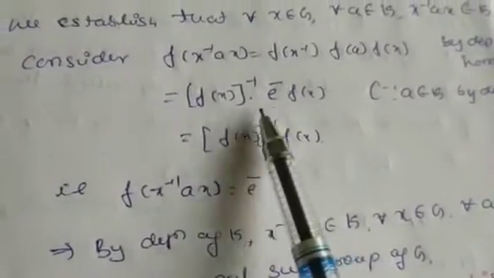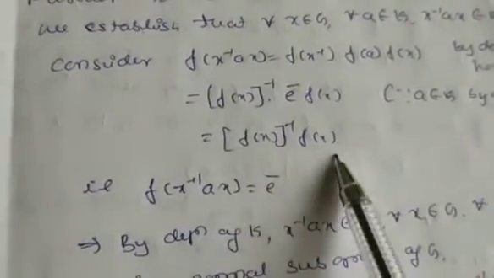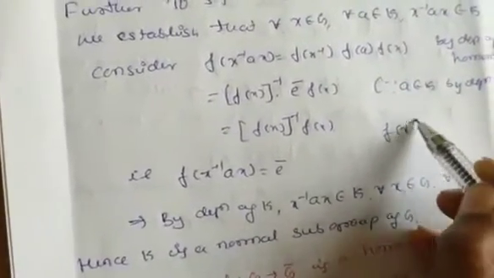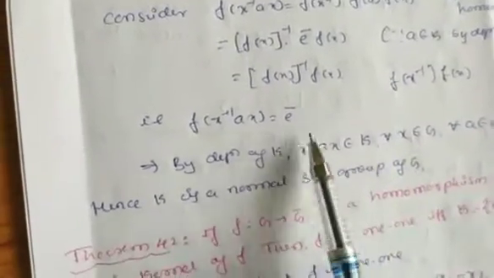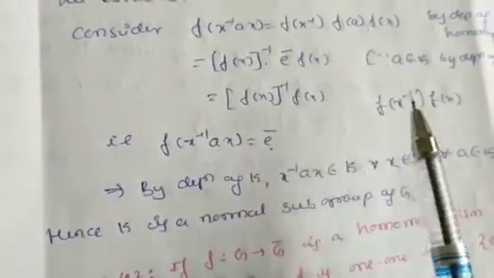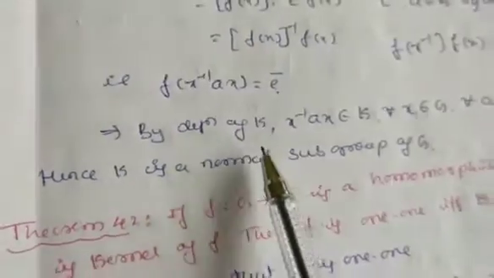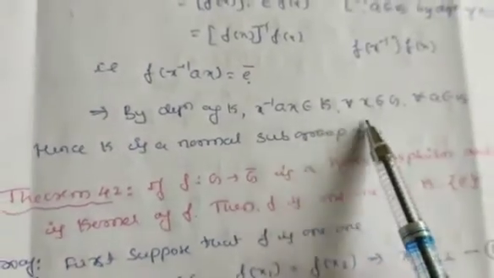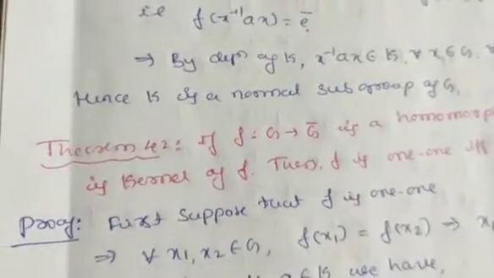So e bar is the identity element, so it is equal to f(x)^-1 into f(x). So f(x) into f(x)^-1 into f(x) is f(x^-1) into f(x). So it is equal to what here? It is equal to again e bar, since f(x)^-1 is e bar and f(x) is also e bar. So it is equal to e bar. Then by the definition of K, the kernel, x^-1 a x also belongs to K for all x belongs to G, for all a belongs to K. Hence K is a normal subgroup of G.